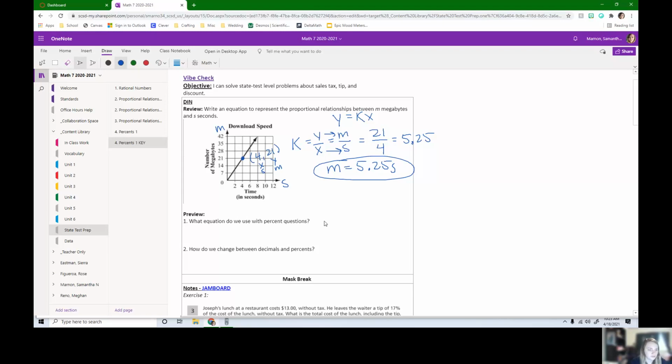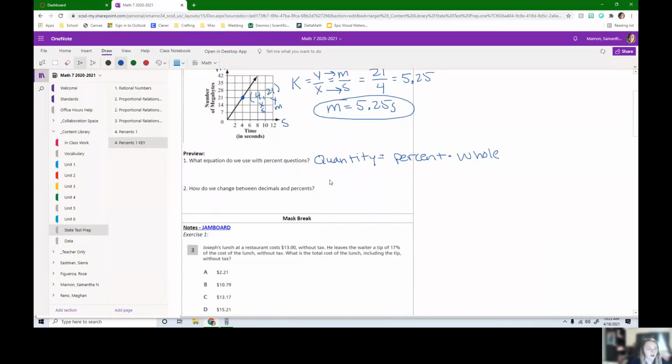Okay, so hopefully you remember the equation we use. We use quantity equals percent times whole. For changing between decimals and percents, there's a couple of ways we can talk about this. If I have a decimal, like 0.25, to change it to a percent, we actually move this decimal place over 2 to the right. 0.25 is 25%. Or you can think about it as multiplying by 100.